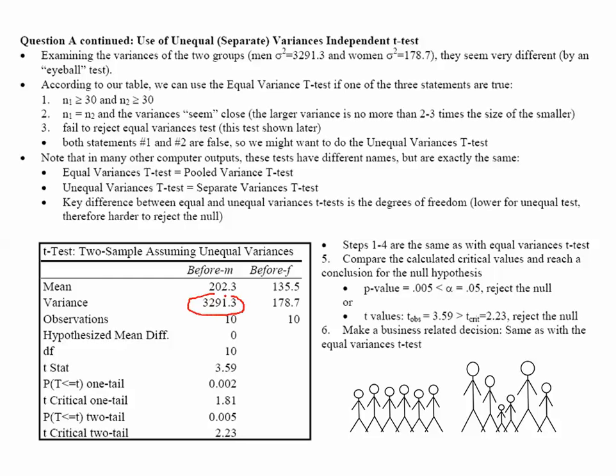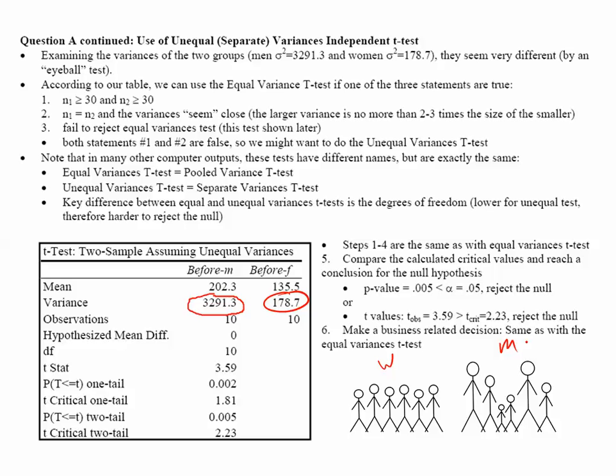The men have a variance of 3,291, where the women are only 178. So kind of imagine this, we have our women here and they're by and large about the same size, but our men have a lot more variance. So we have to take a look at whether we want to use an unequal variance t-test.